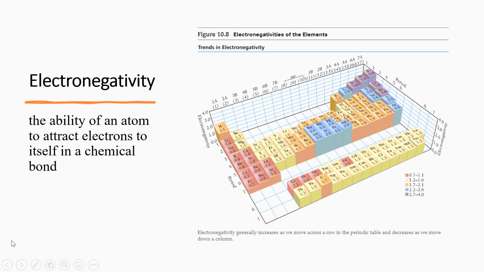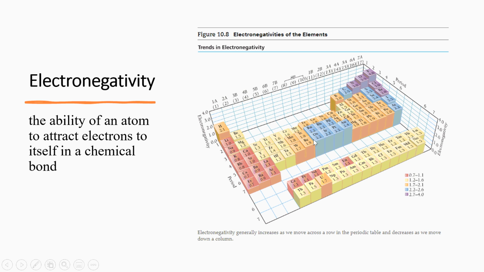Okay, so something else to think about in terms of bond types is electronegativity. We want to be able to use electronegativity to talk about what type of bonding is going on. The definition of electronegativity is the ability of an atom to attract electrons to itself in a chemical bond. And here's a periodic table.